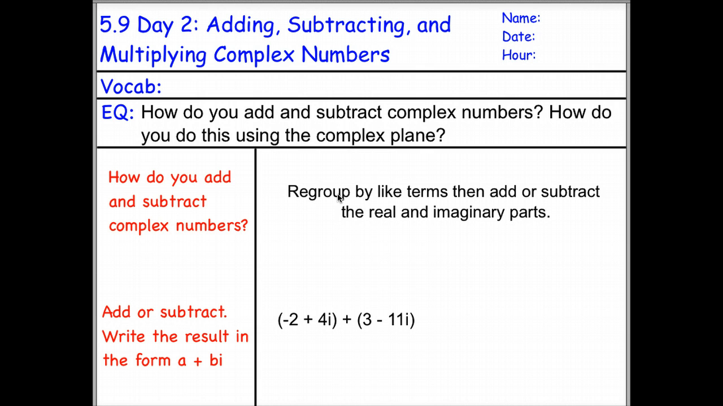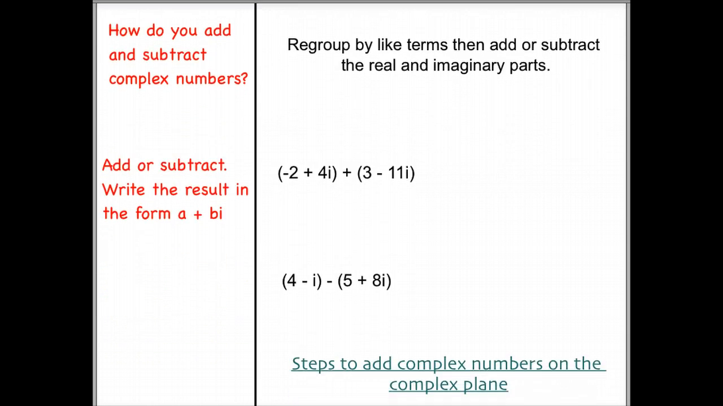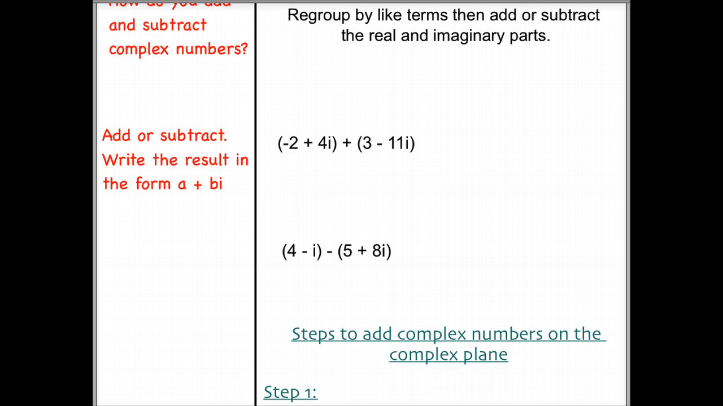You regroup by like terms, then add or subtract the real and imaginary parts. So that seems pretty easy. So first thing we want to do is identify the real and imaginary parts. So the real parts I'm going to put in red. And the imaginary parts I'm going to put in blue. So now we have negative 2 plus 3, which is 1. And in blue we have 4i minus 11i, which is negative 5i.